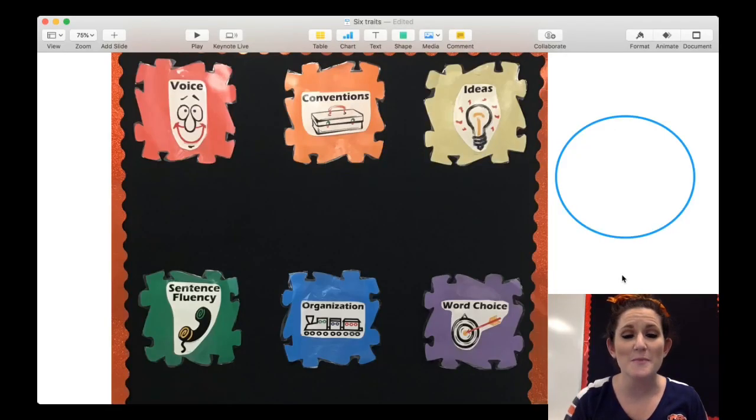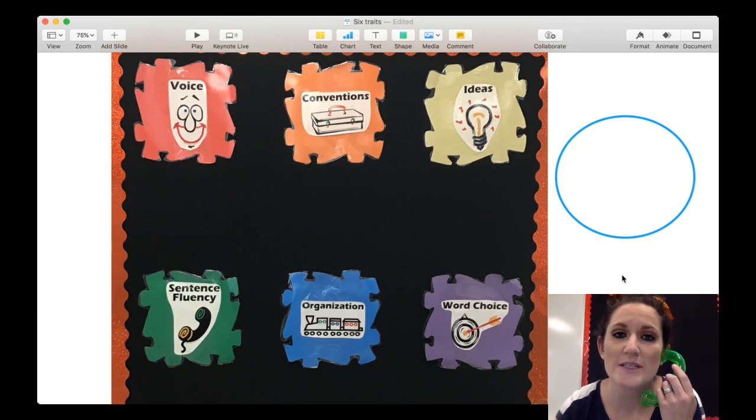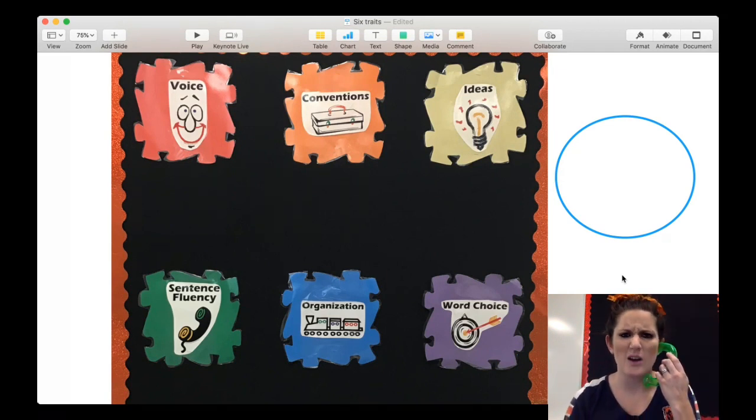Hello, writers! We are learning about the traits of writing. We've talked about the trait of idea. Bing! I have an idea, and now it's my topic. We have talked about the trait of sentence fluency. Does my writing sound right? Does it make sense? We've talked about the trait of conventions.